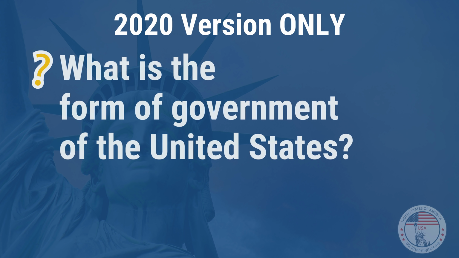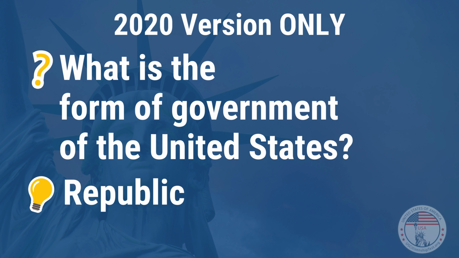Second, even though this next question was not officially in the 2008 version, it was asked a lot by the USCIS officers during the interview. Now it's officially in the 2020 version. The question is, what is the form of government of the United States? The simple answer is republic.